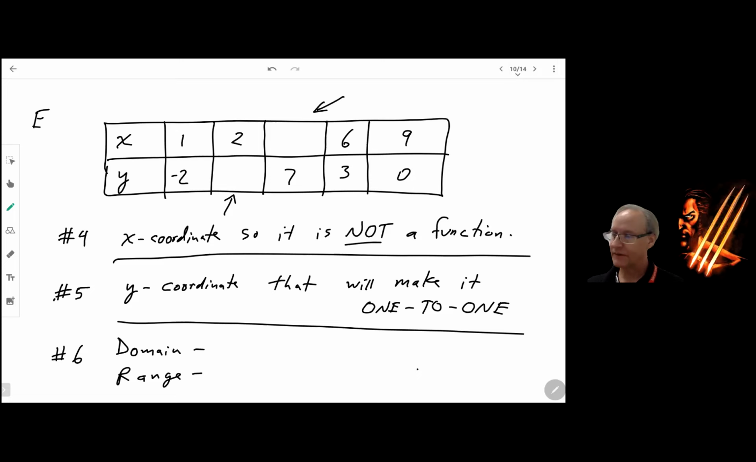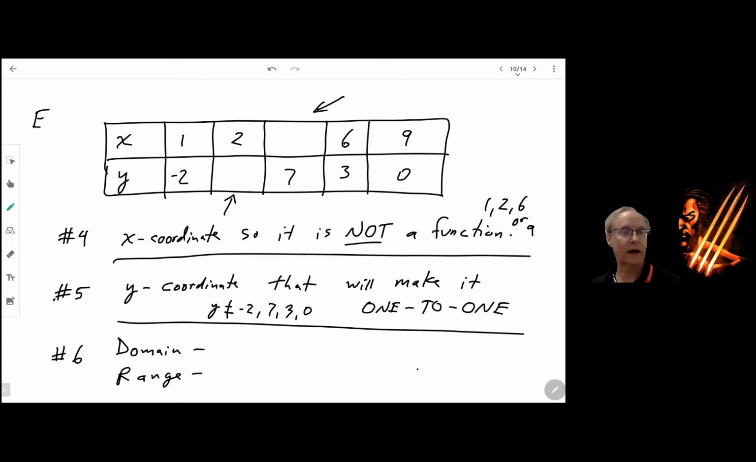Okay? If I want to make it a function, I choose any number except 1, 2, 6, or 9. If I want to make it not a function, I choose one of these numbers, 1, 2, 6, or 9. So the actual answer to number 4 is 1, 2, 6, or 9. The answer to number 5, the y coordinate that will make it 1 to 1, means anything other than y is not equal to -2, 7, 3, or 0.